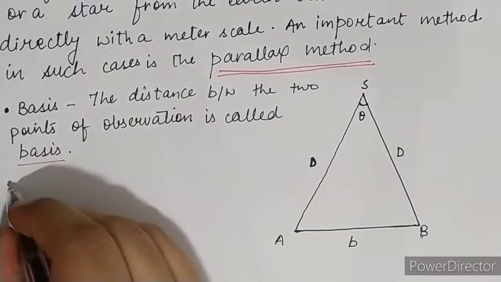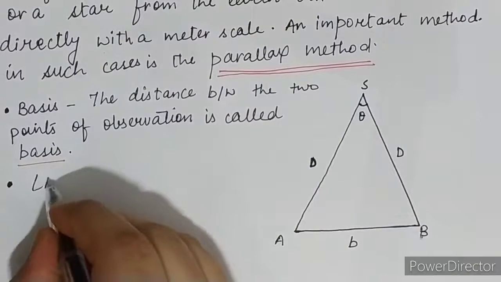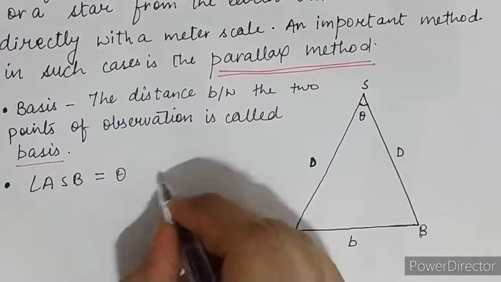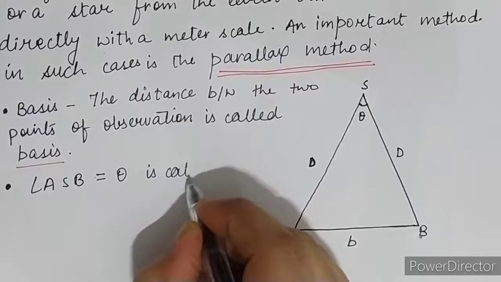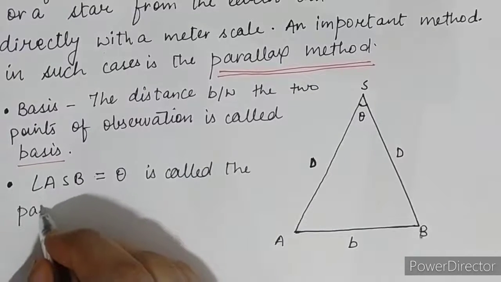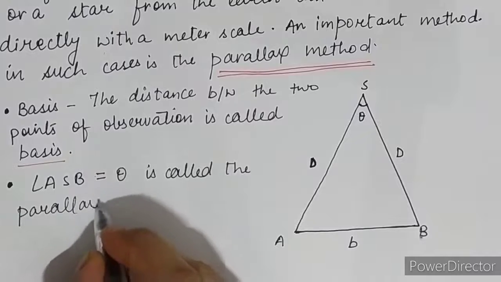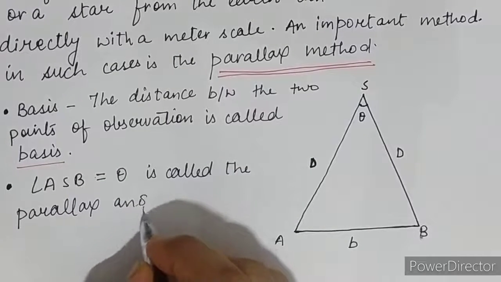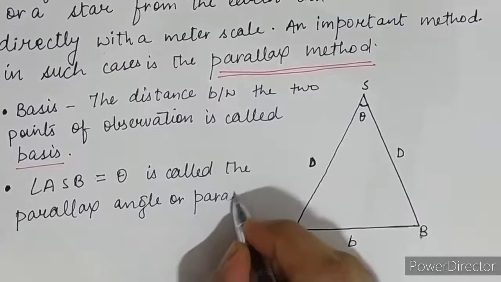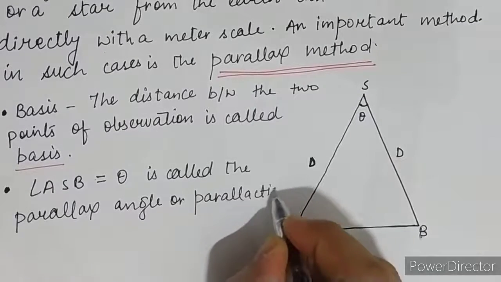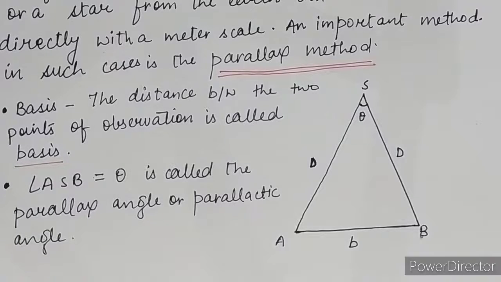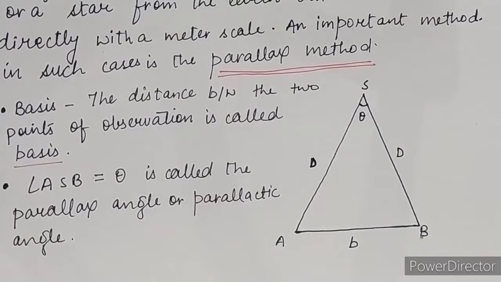So here I am denoting that the angle ASB equals theta is called the parallax angle, or you can say the parallactic angle. Clear, beta? So these two things we have discussed.